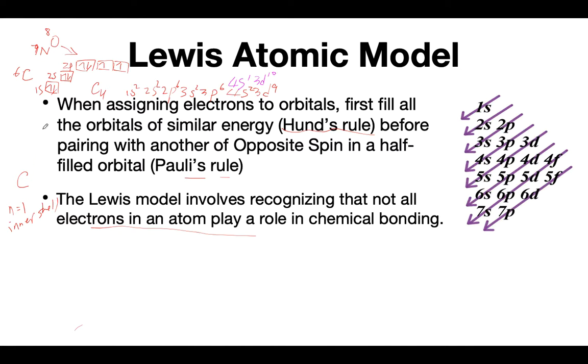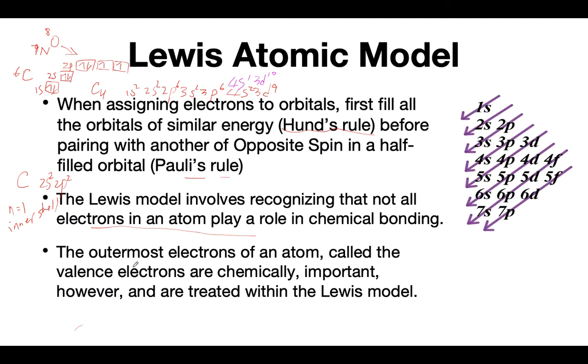So for the carbon, actually only the 2s2, 2p2 electrons will participate in forming the chemical bond. So the outermost electrons of an atom, which we call valence electrons, are chemically important and are treated with the Lewis models. In the Lewis model, each electron is considered as a dot, so very small.